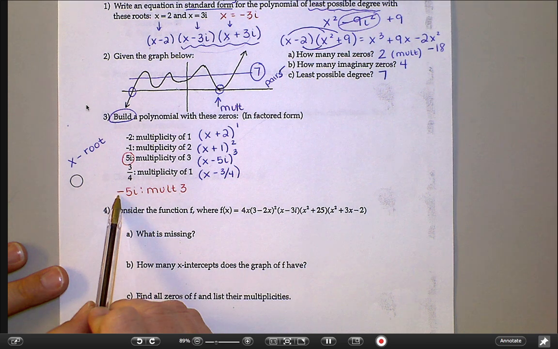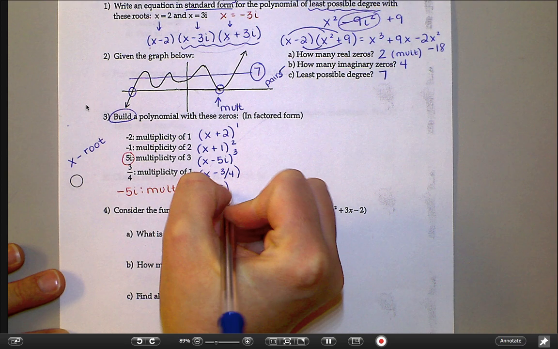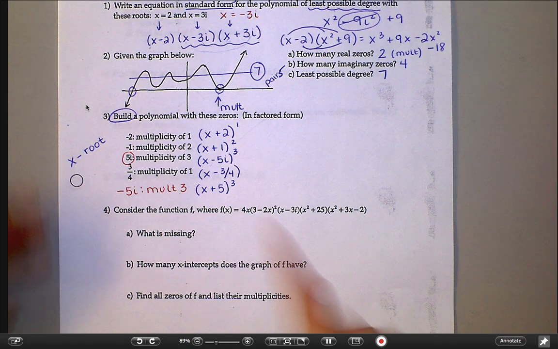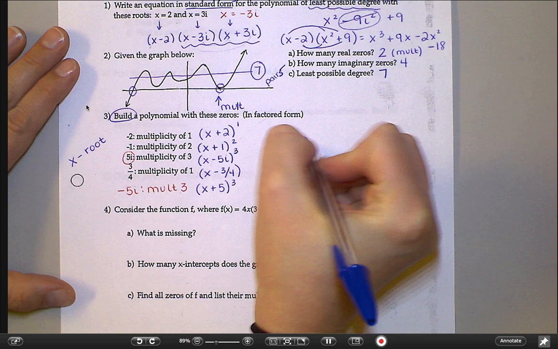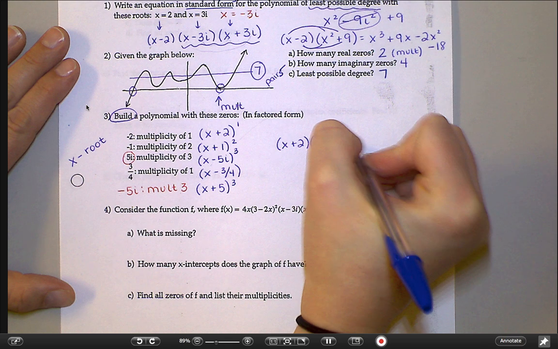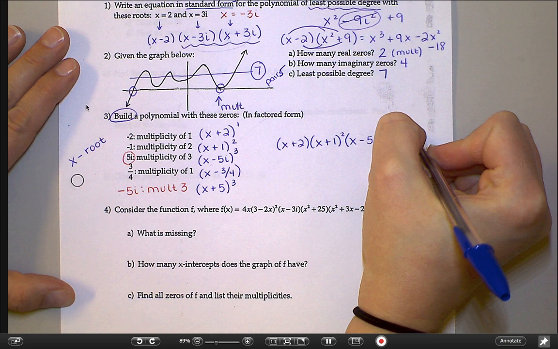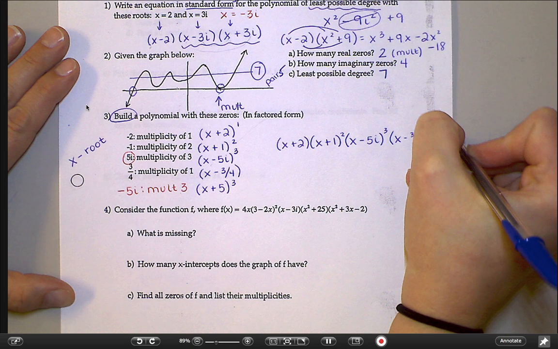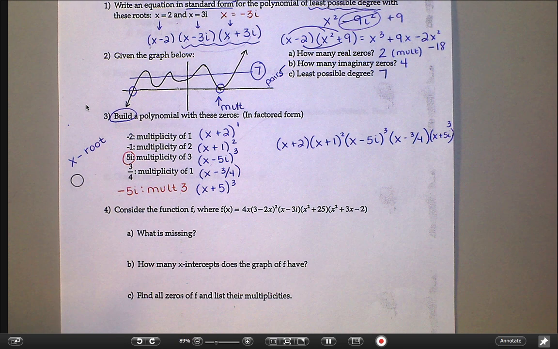And then just like up here, if I do x minus negative 5, I'm actually going to get x plus 5 with a power of 3. And so then I would want to write my answer so that these are all being multiplied together. My final answer would look like this: x plus 2 times x plus 1 squared times x minus 5i cubed times x minus 3/4 times, this isn't going to fit, x plus 5i, also to the power of 3. And that's really it for that one.